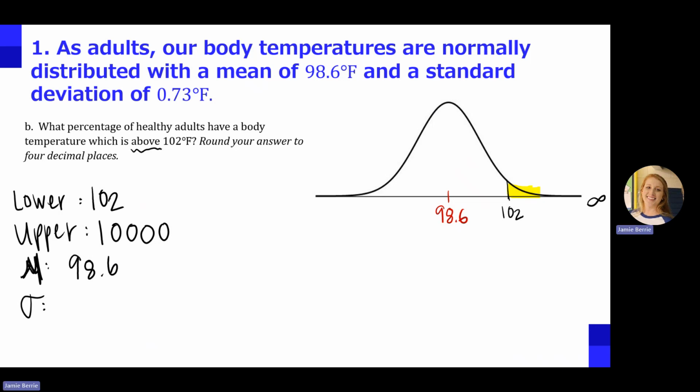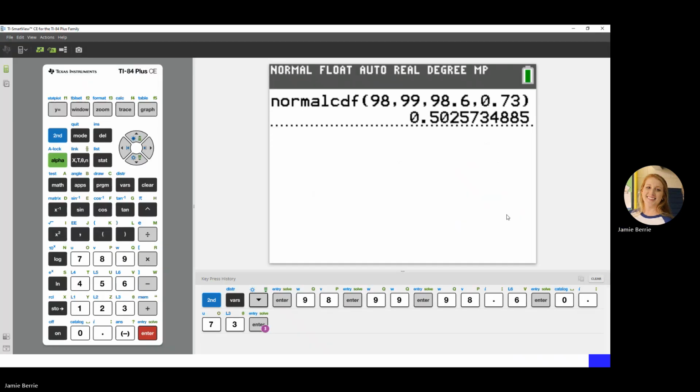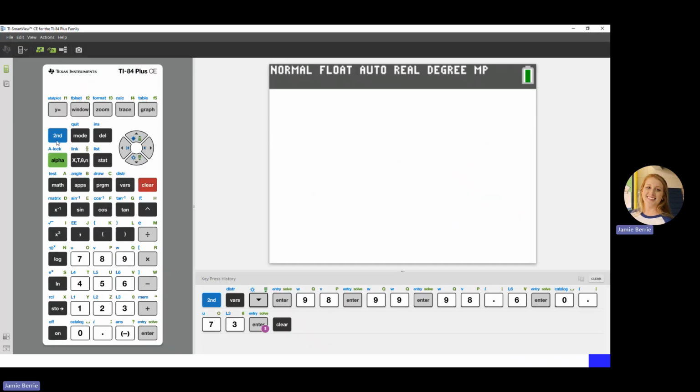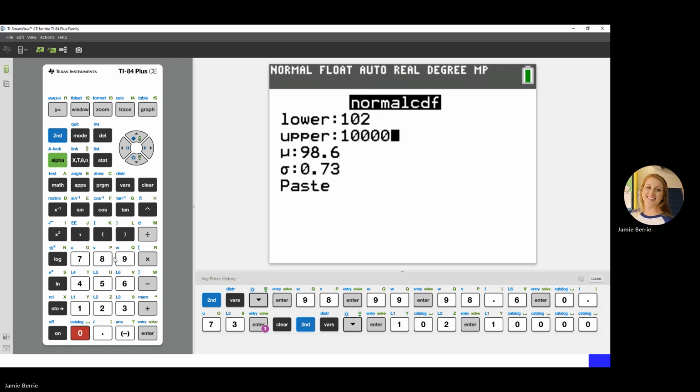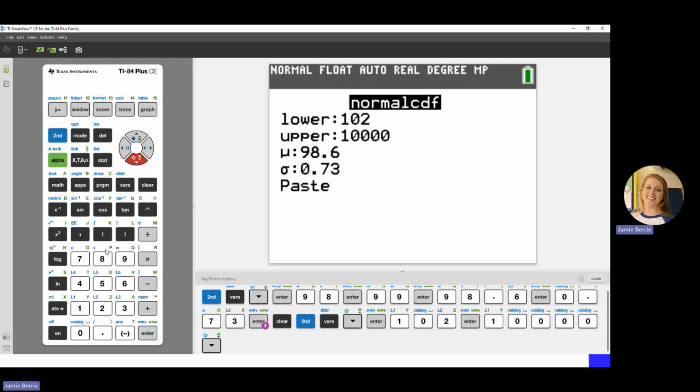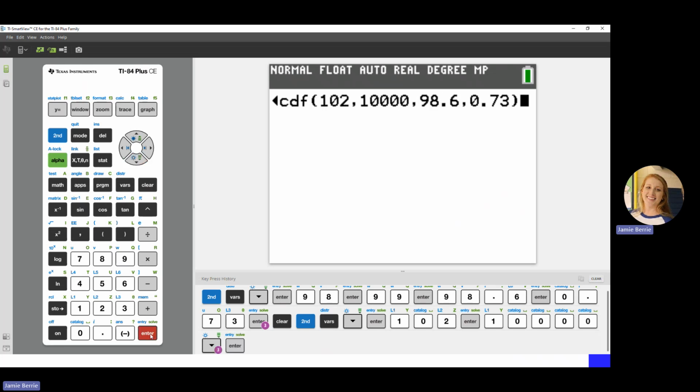So mean is 98.6. Standard deviation, same as before, 0.73. All right, so let's grab our calculator. Clear out your screen. Go to second vars, then normal CDF. Lower bound was 102. Upper bound was a big positive number. 10,000 will work just fine. Our mean and standard deviation have not changed. So we're just going to go down to paste and hit enter again.